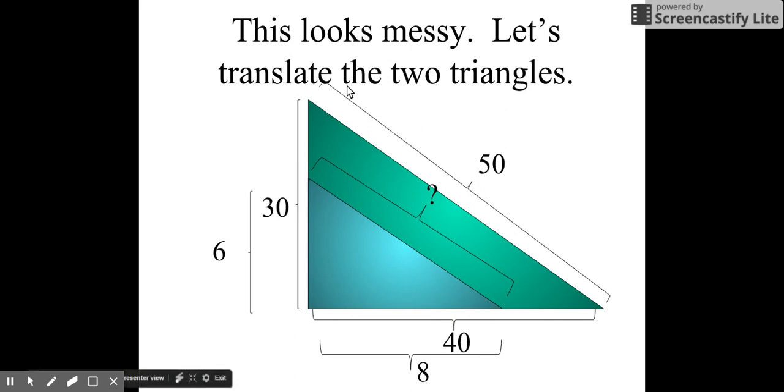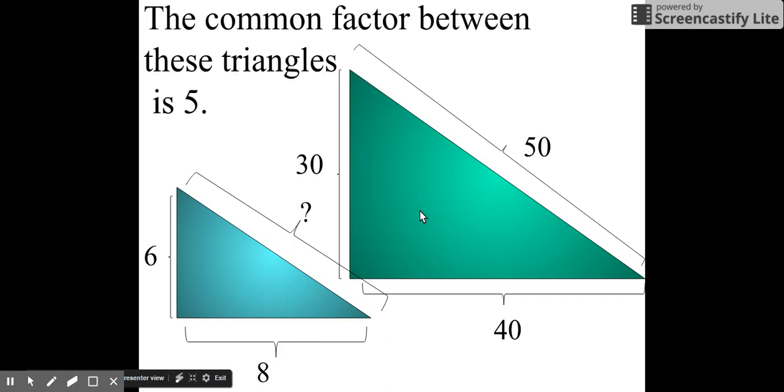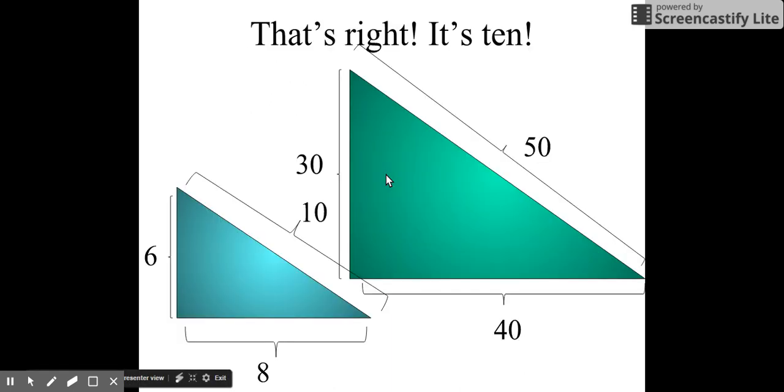Now, this looks messy because we're having to translate the two triangles. So now that we've broken them apart, we notice that we have 30 to 6, 40 to 8, and 50 to question. Now, I know right off the bat, if I want to go from 6 to 30, I would have to multiply by 5, or I would have to divide by 5. So therefore, the common factor of these triangles is 5. So the length of the missing side is 10.